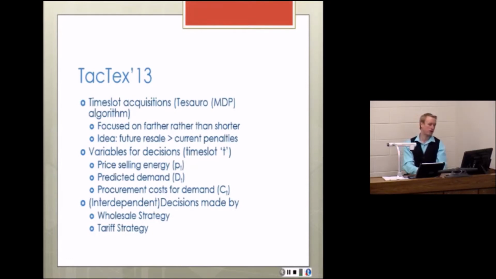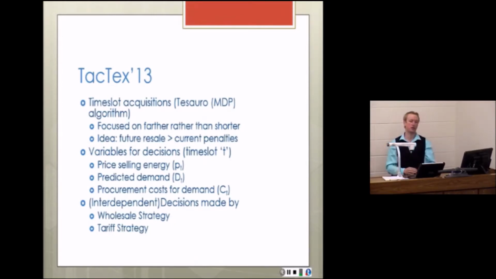And it focuses on farther rather than shorter. So the conceptual idea is you, as a broker, can consume way more energy than you need for time slots in the future. And then as it gets closer, other people may not have planned ahead, so they may need to buy. It's cheaper to buy from another broker than a utility at that point in time, so you may make a profit off of reselling those time slots.